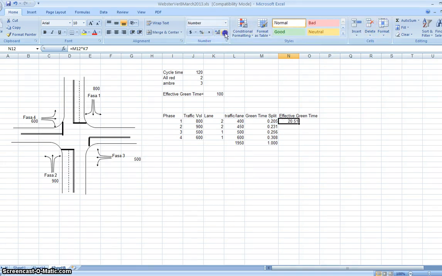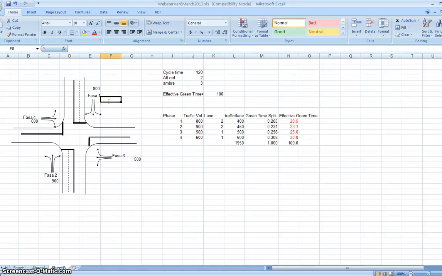So we have 20.5 second. So this is the green time. Just want to check whether the total is 100. Okay, that's it. So this is now the green time for each approach. So the green, let's say for this one, for phase one.